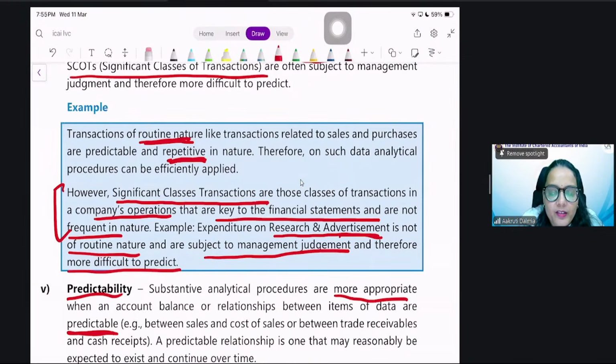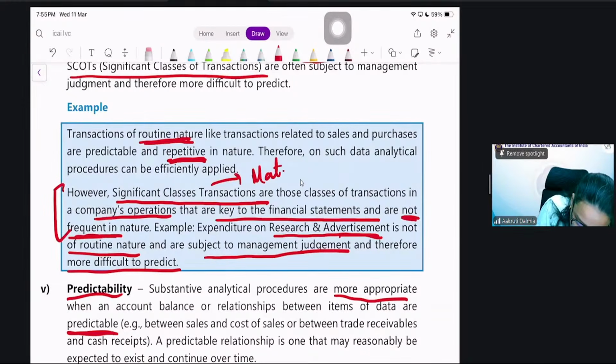If someone has created something for the first time, there is an invention, and there is no data available to compare and analyze, what will you have to do? More vouching and verification. So basically anything that is not frequent in nature, and a significant class of transaction means they are very material, we have to do other procedures. Okay.